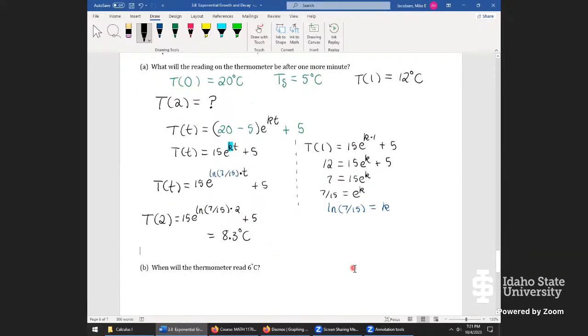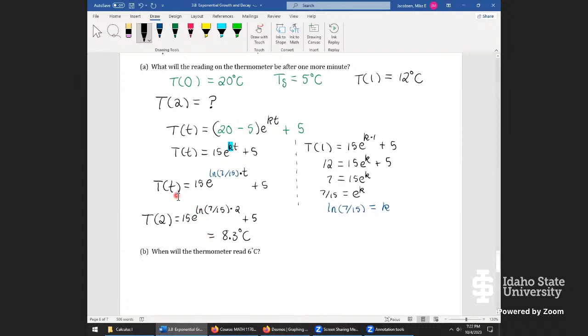We have a follow-up question. We want to know when will the thermometer read 6 degrees? And then we'll try the problem right after this one. First, any questions or comments at the moment? Okay, the follow-up question, really, it's not too bad.